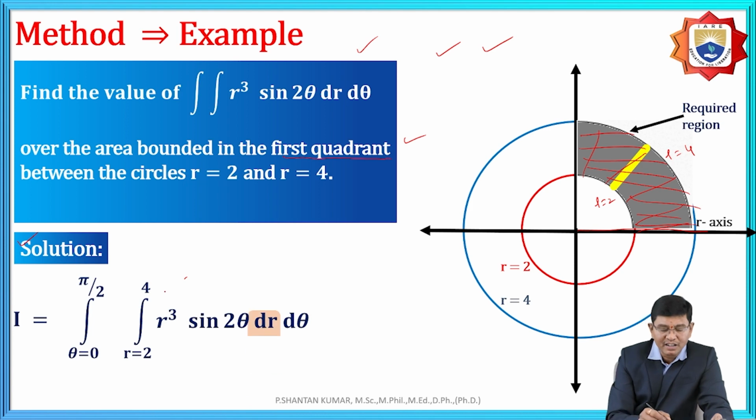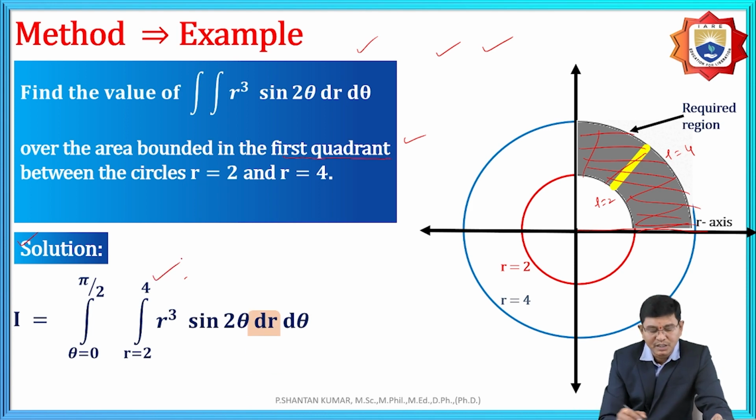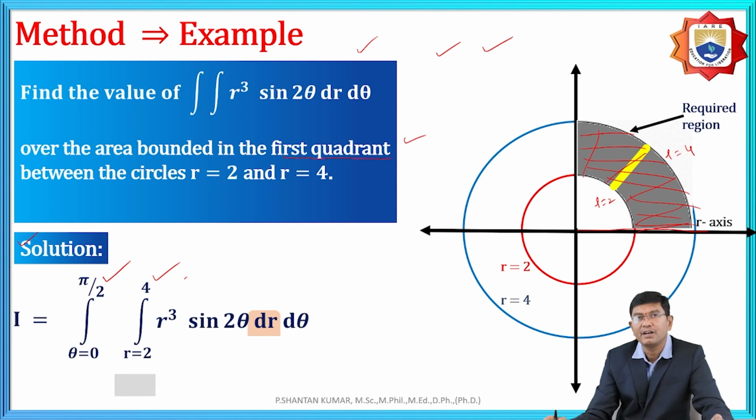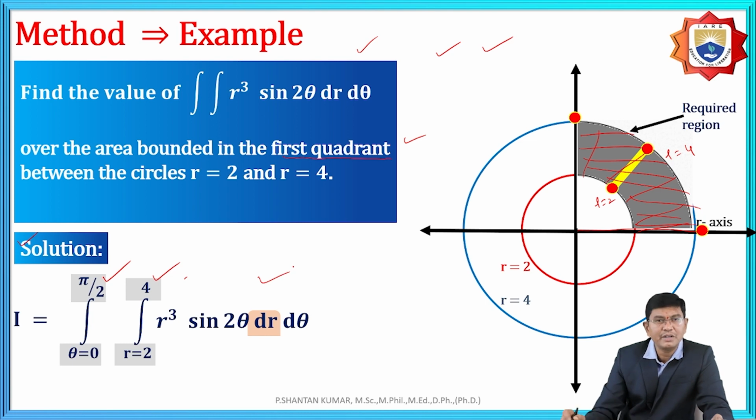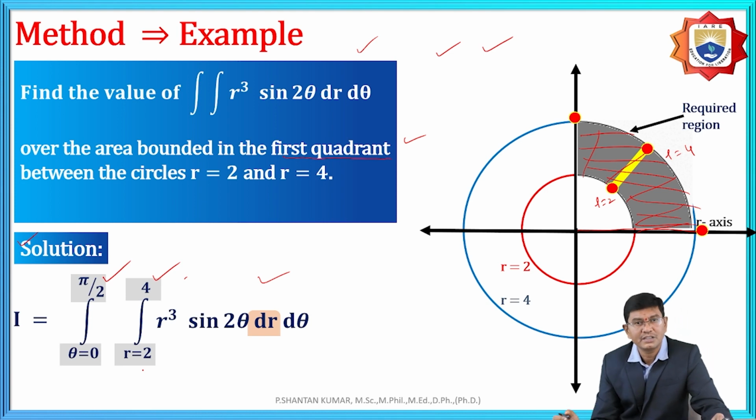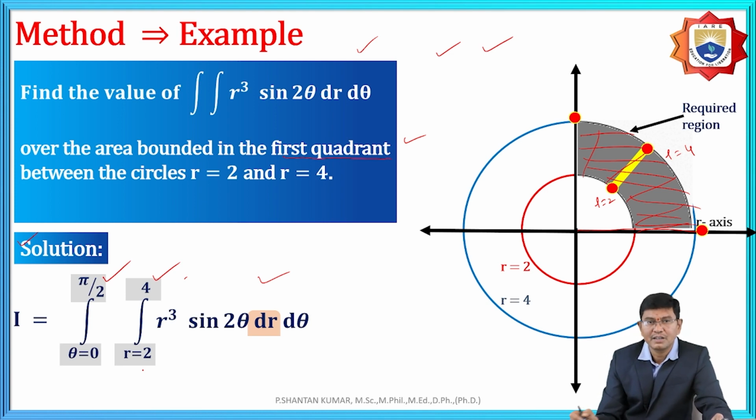Therefore, the limits are r is equal to 4 and theta is equal to pi by 4. Here we need to observe that r is equal to 2 is the lower limit and r is equal to 4 is the upper limit, and for theta the lower limit is 0 and the upper limit is theta is equal to pi by 4. After finding the limits, we can now do it easily, first with respect to r limits and after that with respect to theta, like the previous problems.